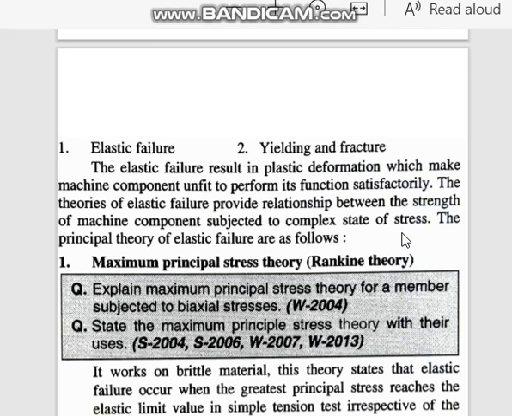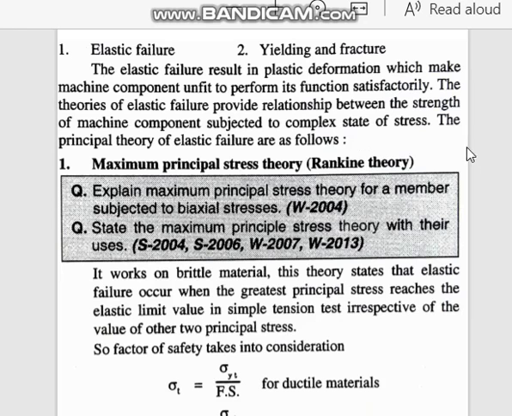You see, when you are talking about failures, they have written here like this: elastic failure and yielding and fracture. I think these two are the same, failure by yielding. The second one, we can say, is a ductile failure. The other one is a brittle failure, like cast iron fails in a brittle manner, and mild steel fails in a ductile manner. So ductile failure and brittle failure. In these books they have written like this. Now coming to the theories of failure. Theories of failure.